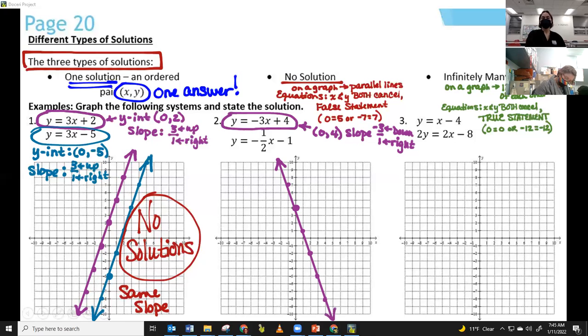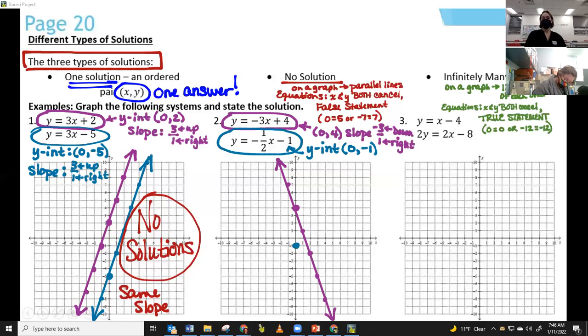Next one, I'm going to do this one in green. No, I'll do it in light blue again. I see my y-intercept here. How are we going to move after that y-intercept of 0, negative 1? Where do we go from there?